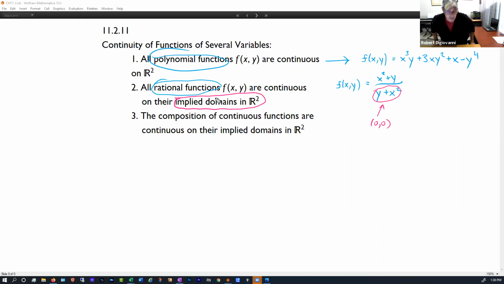All right, and then the last thing says, if you ever take two continuous functions and compose them, right? That means you take the composition of two continuous functions, you will still have a continuous function on its implied domain. Don't worry so much about that one right now.